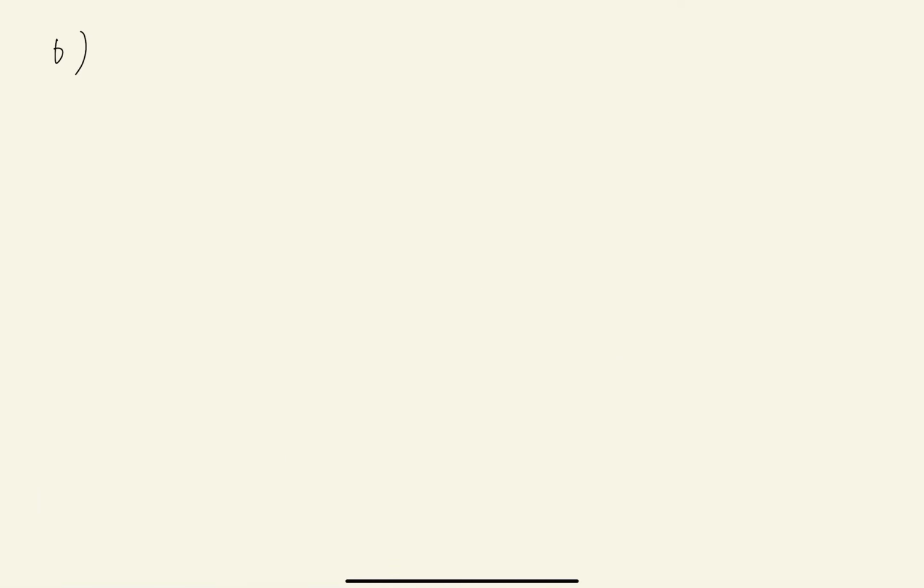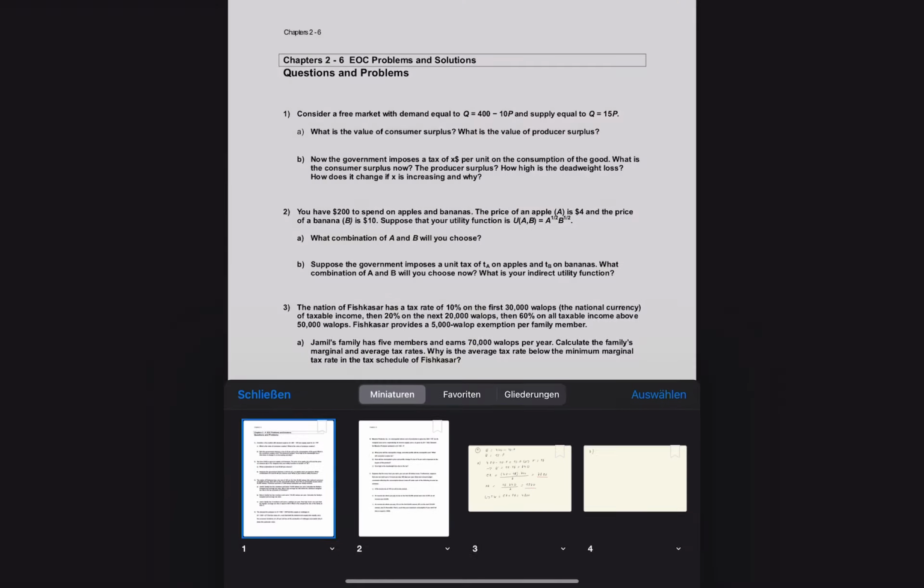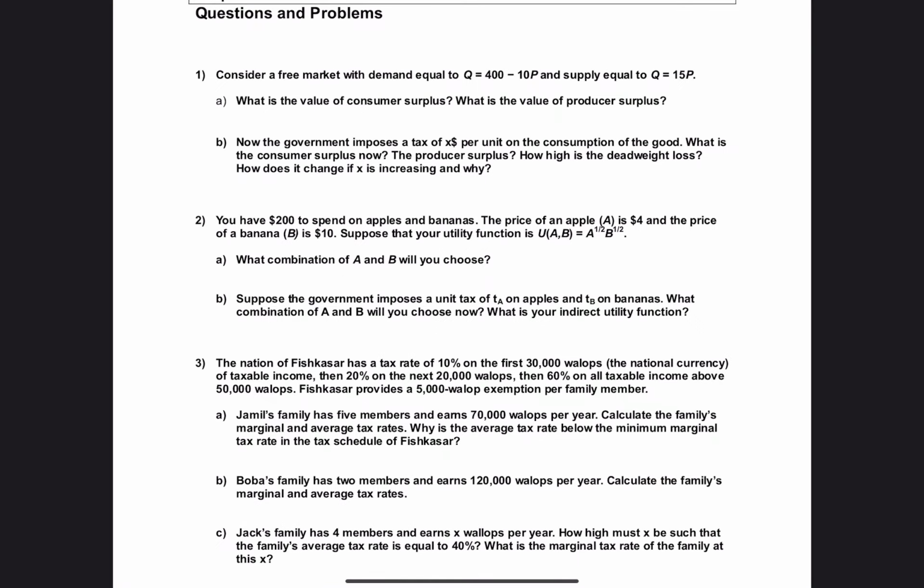So now comes the new part. Let us go back to the exercise description. So we're at sub exercise B here. Now the government is imposing a tax of X dollars per unit on the consumption of the good. What is the consumer surplus now? The producer surplus? How high is the deadweight loss? How does it change if X is increasing and why?